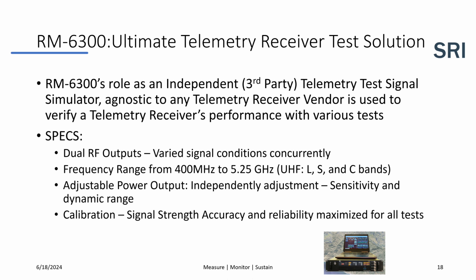Wide frequency range for versatile testing. As mentioned, this ability to generate signals across the frequency range of 400 to 5,250 megahertz gives the RM6300 unmatched testing versatility across UHF, L, S, and C bands, and we also have an optional P band as well. This broad coverage ensures comprehensive testing capabilities across diverse telemetry and communication systems.